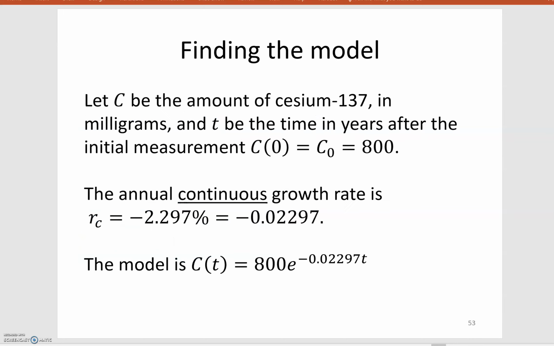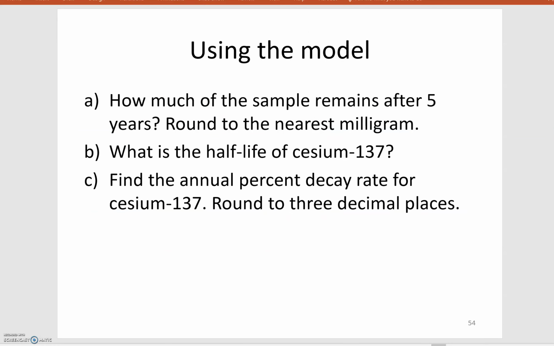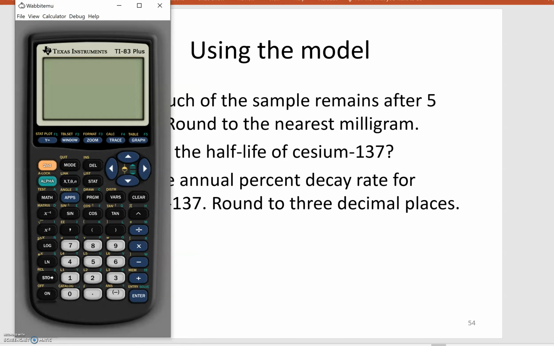All right, now I'm sure we're going to use this for some stuff. So how much of the sample remains after 5 years? Well, we need to input the model. I kind of have too many parentheses here. I don't need this one. I'm going to delete that.